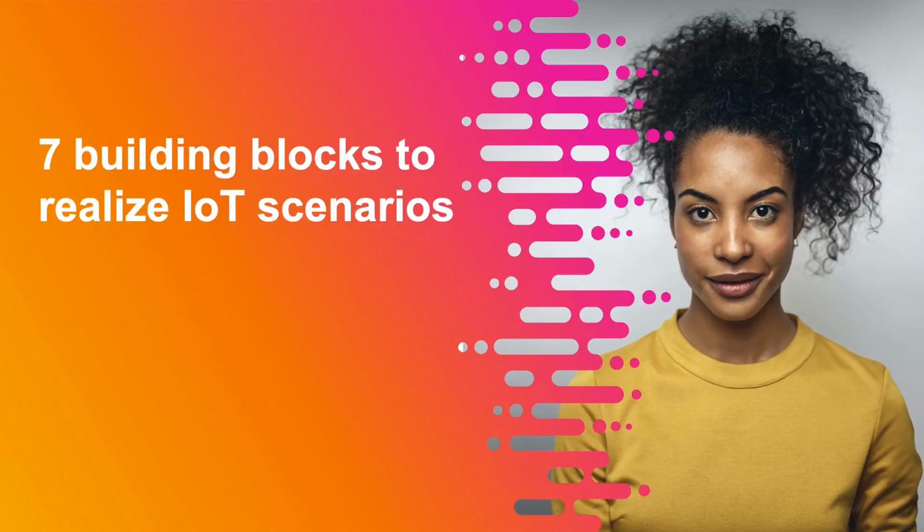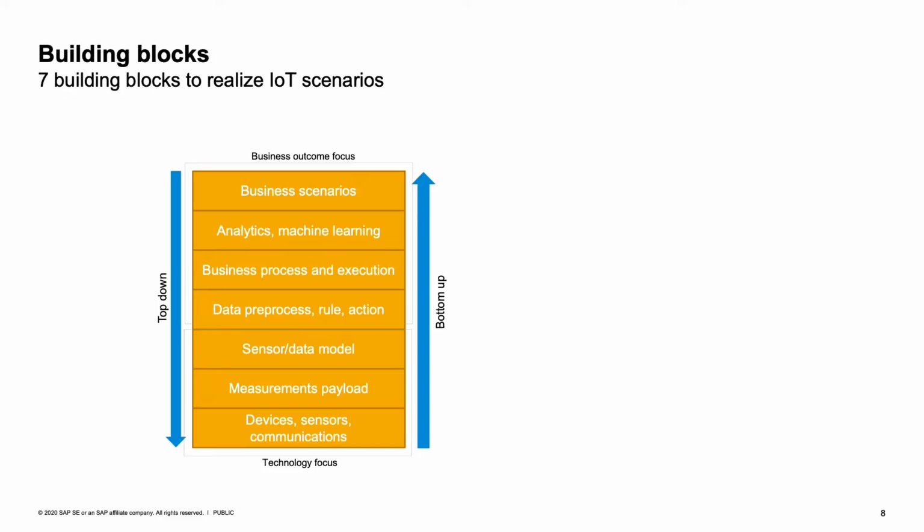So let's go to the 7 building blocks to realize IoT scenarios. What I am proposing is that you can create any IoT project using these 7 building blocks. You can see them as stacks, coming from the bottom up or the top down. If you look at these 7 building blocks, you can see the devices, sensors and communications; measurements and payloads; sensor data or the models; data pre-processing; rules and actions; business process and executions; analytics and machine learning; and business solutions, business scenarios.